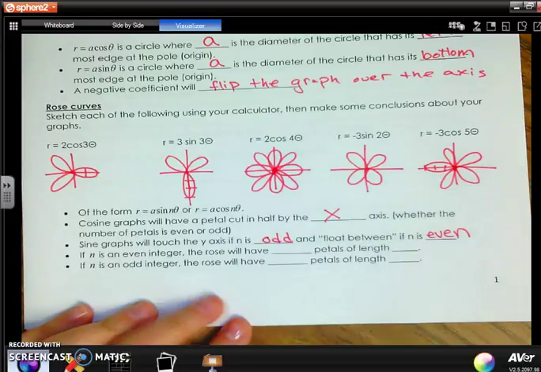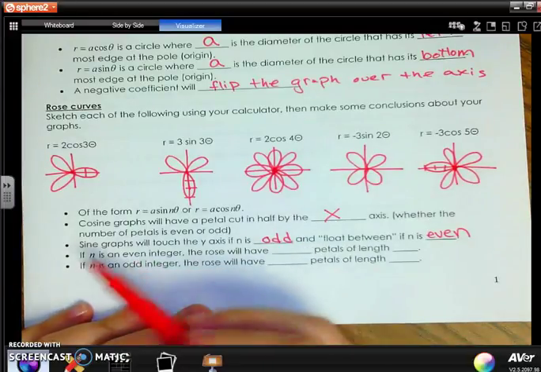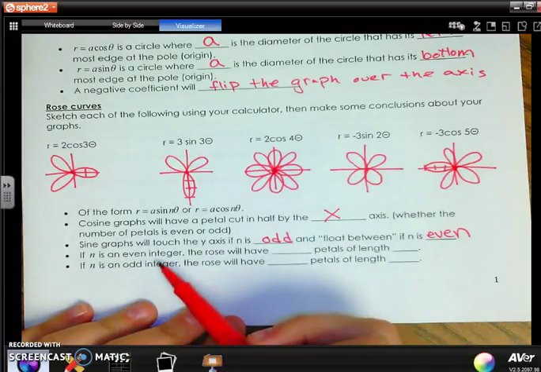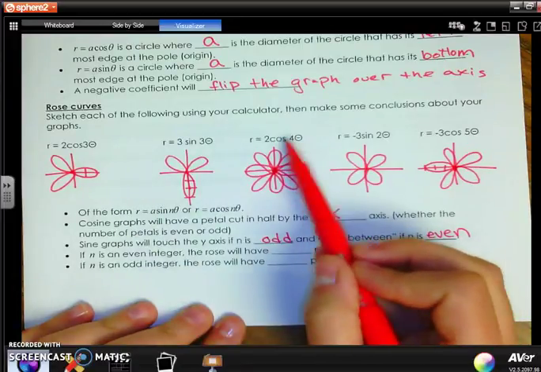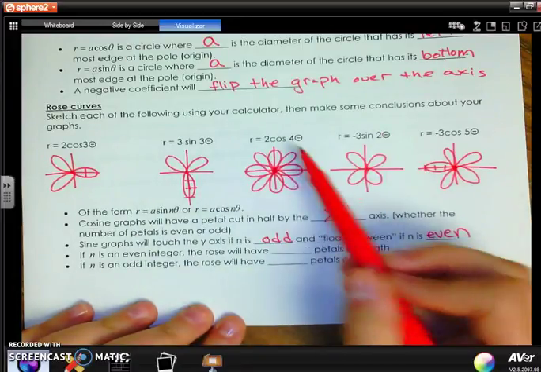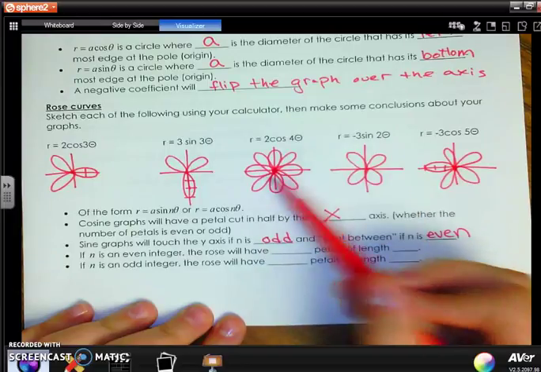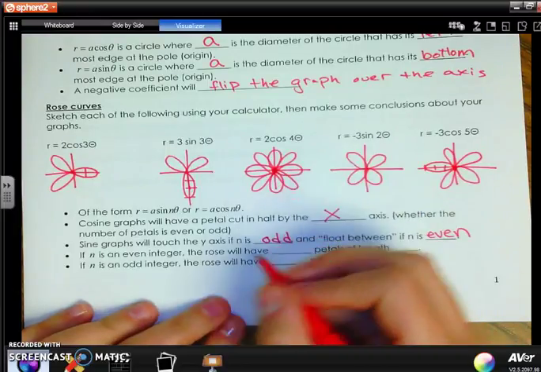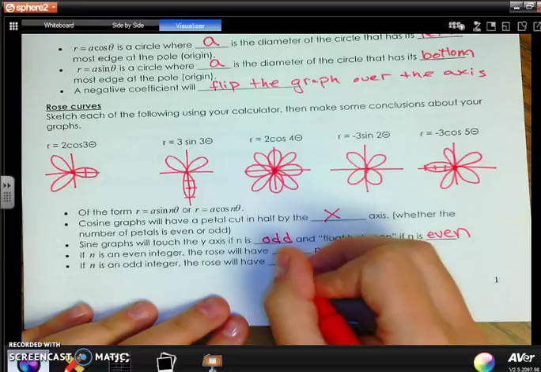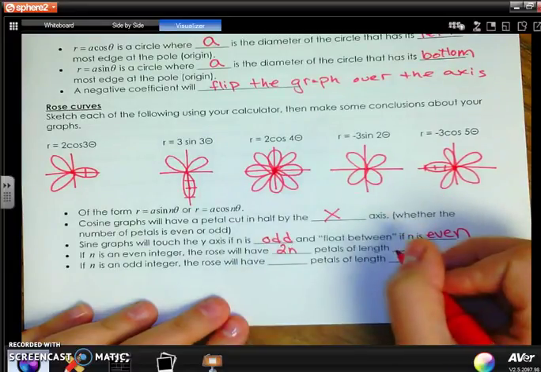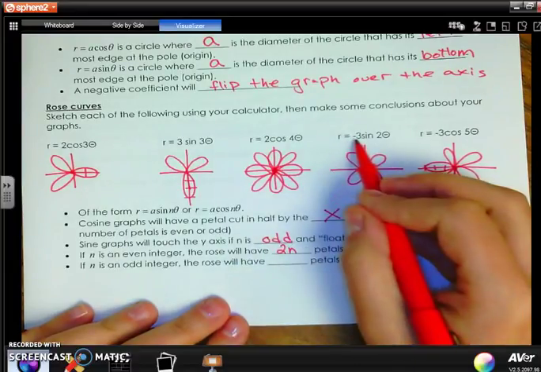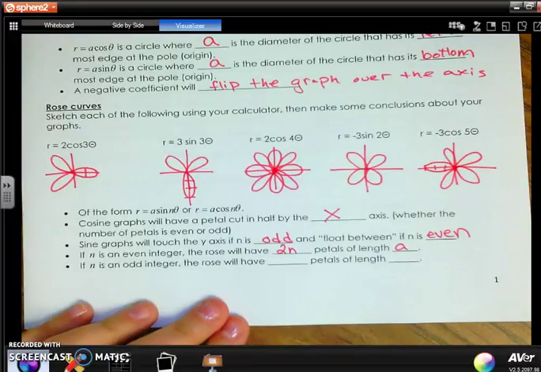So that's what we've got there. And notice that the number of petals, if n was an even integer, like here or here, you had to double this number. That corresponds with the number of petals. So the rose will have 2n petals of length a.